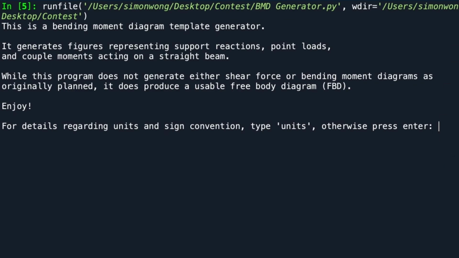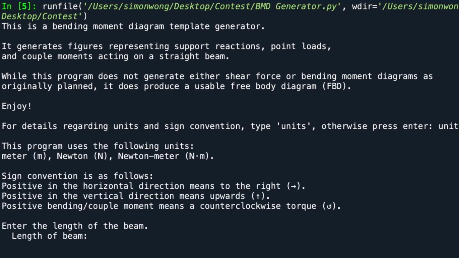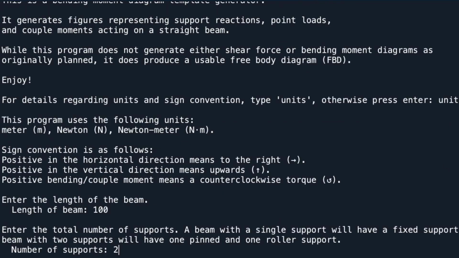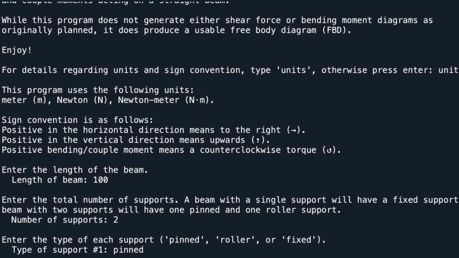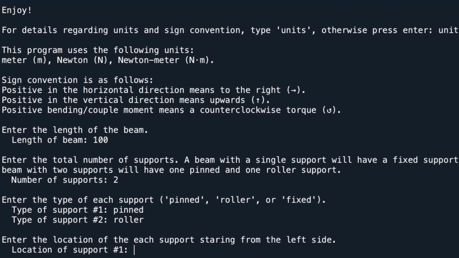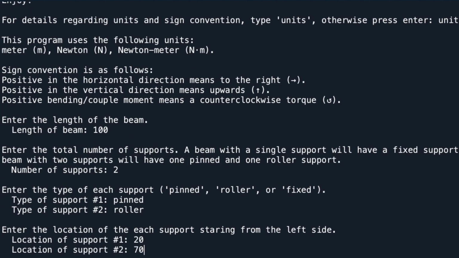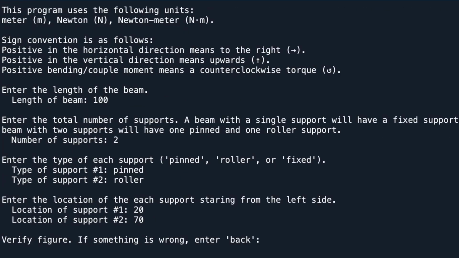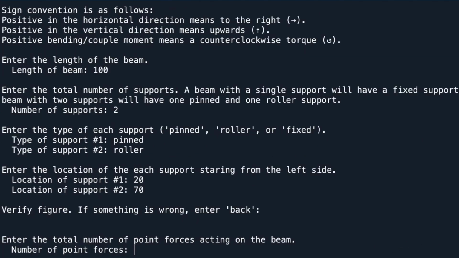Now, onto the functionality of the program. First, a user is greeted with a welcome message, explaining the purpose of the program and offering details regarding sign convention and units. Next, the user is prompted to input the length of the beam, the number of supports, the types of supports, either pinned, rollered, or fixed, as well as the location of the support along the beam. Now, the program is able to complete the first phase of the bending moment diagram and displays a figure to the user, confirming that they want to continue.